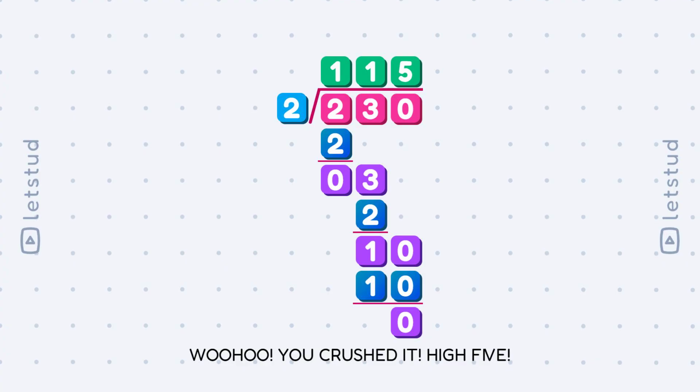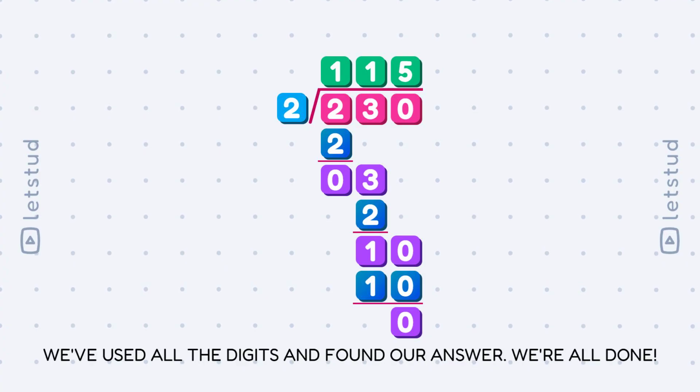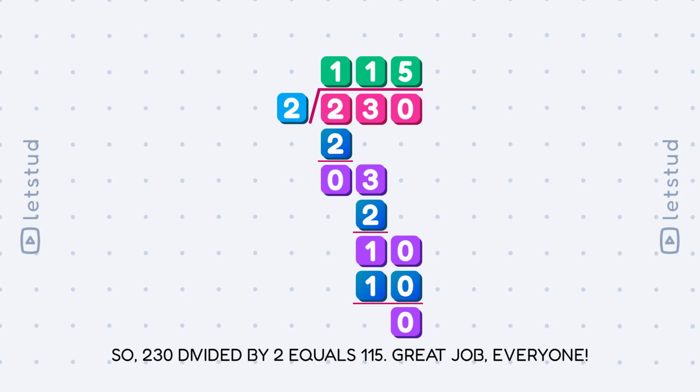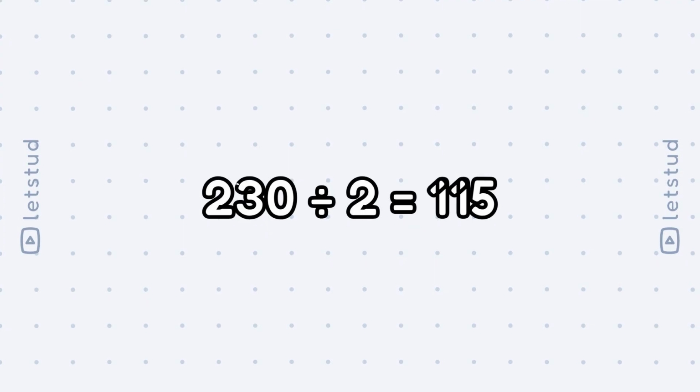High five. We've used all the digits and found our answer. We're all done. So 230 divided by 2 equals 115. Great job, everyone. We just conquered dividing 230 by 2, step by step. Remember, even big numbers become manageable when we break them down. Keep practicing, and you'll be a long division whiz in no time.